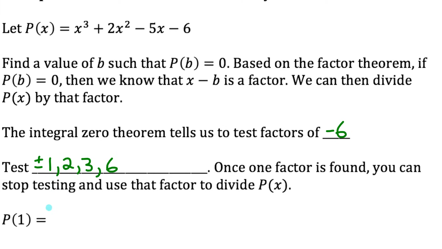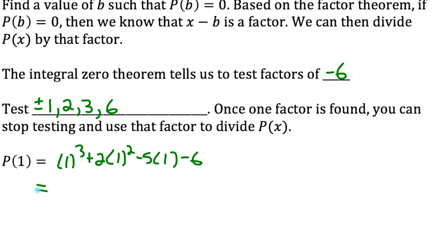I would always recommend just try 1 first. Why not? 1's easiest. So plug 1 into the function. So we would get 1 cubed, plus 2 times 1 squared, minus 5 times 1, minus 6. Is this 0? That's what we're interested in. So it'd be 1 plus 2 is 3, minus 5 is negative 2, minus 6 is negative 8.